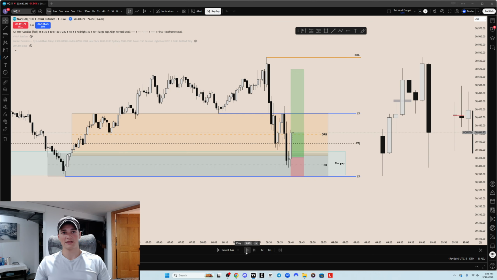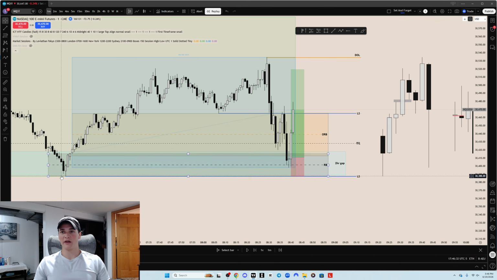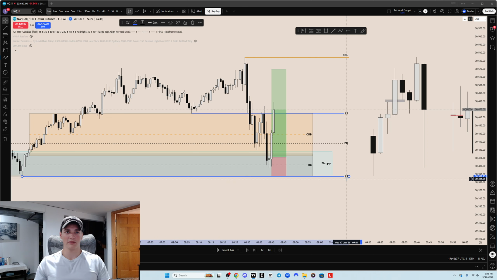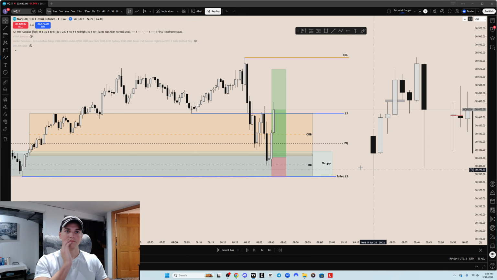So saw that price made its way down to this rejection block. We tapped it. We respected our open range breakout, filled our gap, failed to sweep this low here, which is a very key thing to remember. This was a session low that we failed to sweep. So usually I'll put like failed liquidity sweep or failed session low sweep. And so that's what we had there.